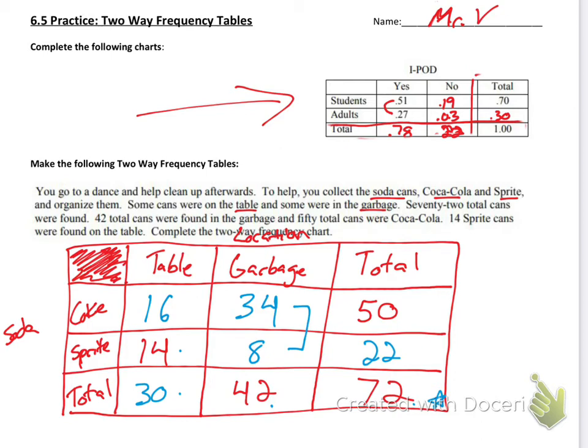So essentially what I'm doing is I'm adding down for all of them, and then I'm going to add across for all of them and make sure that the totals are correct. And the totals are all correct. Everything seems to fit. 30 plus 42 is 72. So that looks good.